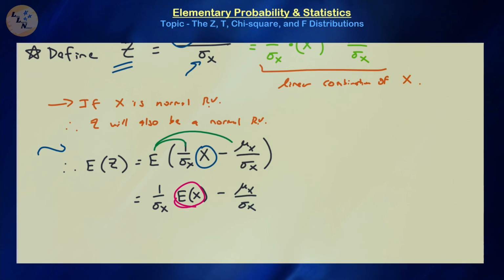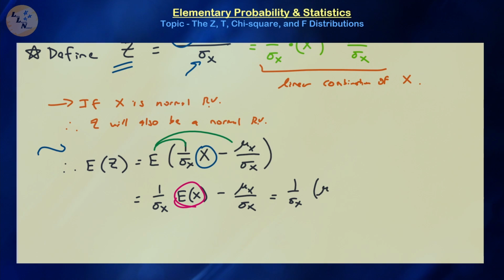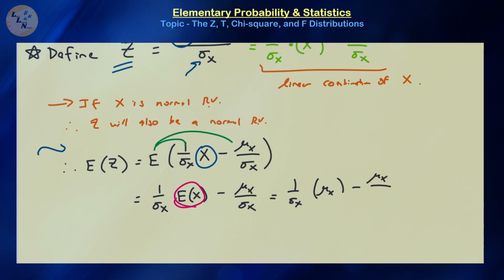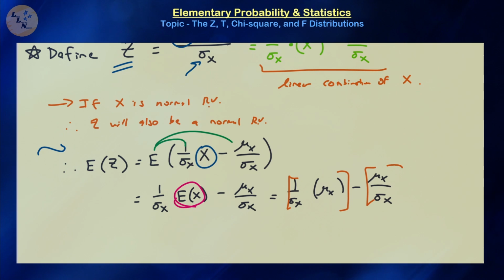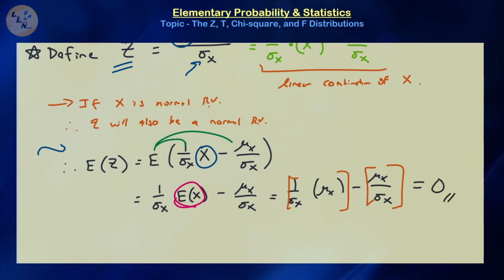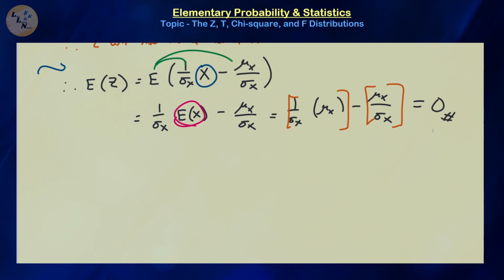So what is the expected value of x? The expected value of x is just going to be mu x, so we're going to have mu x there, minus mu x divided by sigma x. Now keep in mind that that expression and that expression are equivalent, so when we subtract them off, we get 0. Notice it doesn't really matter what the mean of the distribution x is, the expected value of this z-score will always be equal to 0. And that's an interesting property.